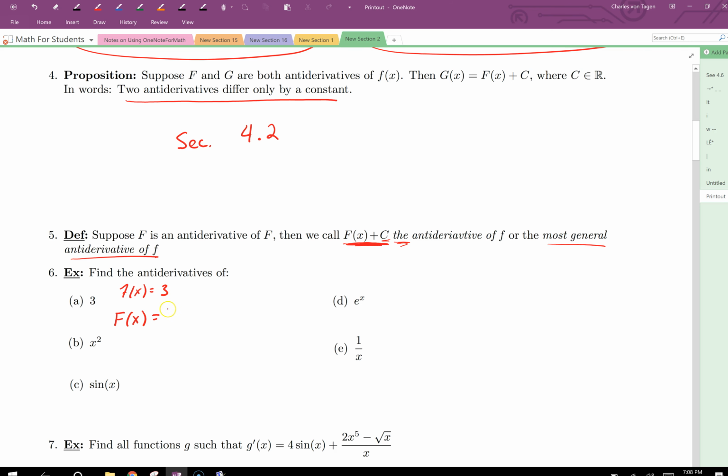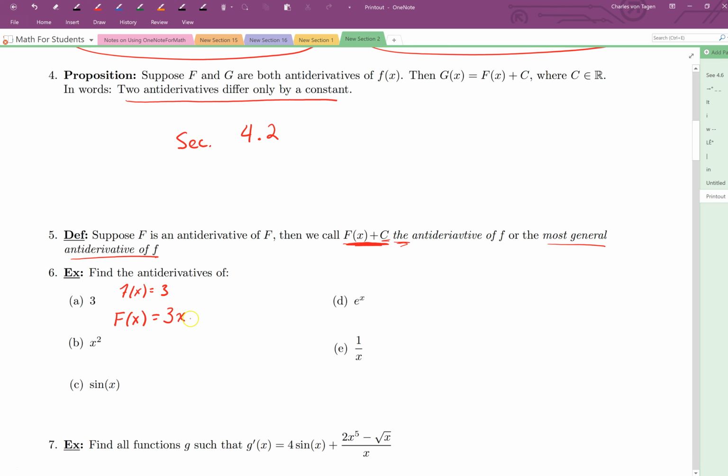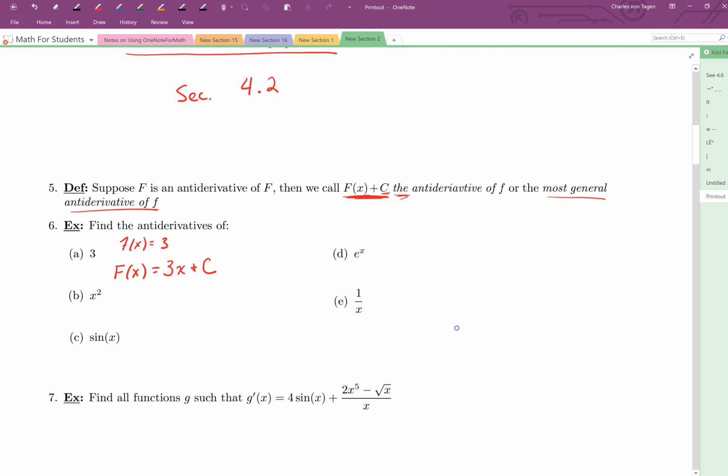So the answer is that any function of the form 3x plus a constant will give me 3 as a derivative. So we're going to write that as 3x plus c, and that c incorporates the whole family of functions, all of which have this as their derivative. Okay. All right, so go ahead and pause the video, try to work the rest of these. Some of them might come quickly to you, some of them might take a minute, but go ahead and give the antiderivatives of these remaining functions. Pause the video and do so.